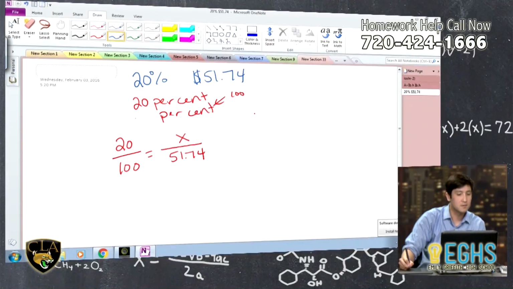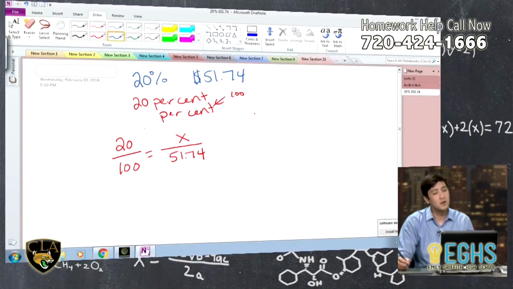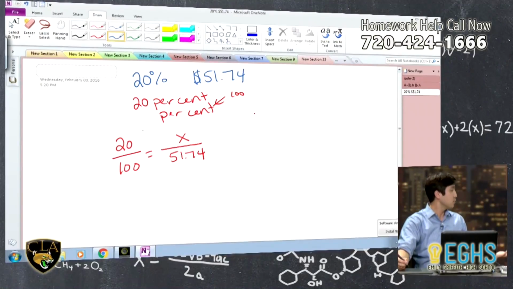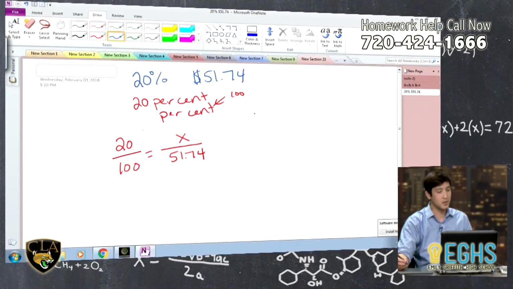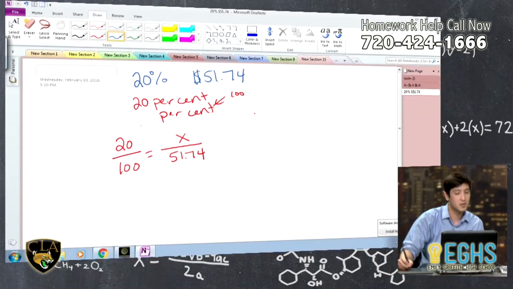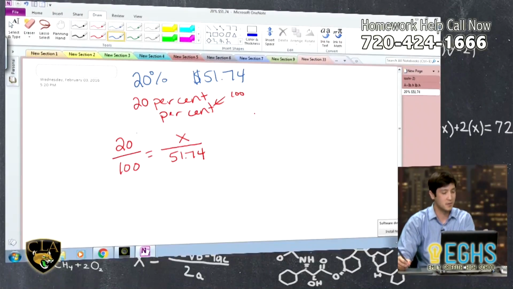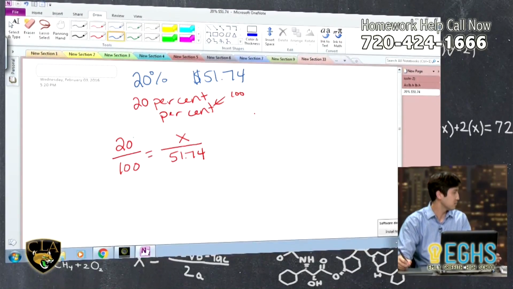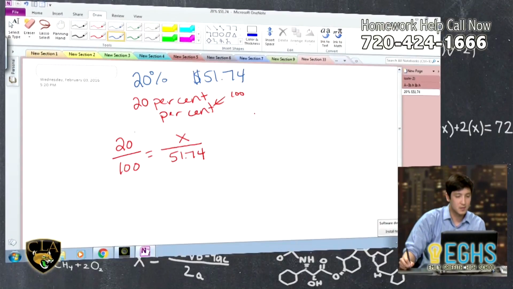If you're estimating, could we just round that to 50? Would that be appropriate? Yeah, if you want to do a quick estimation, you could do 20% of $50, and then if you want to make sure you give 20%, just add a little bit more. That's actually a pretty good way of doing that, and also you can easily find 20% of $1.74 too. That's very true.